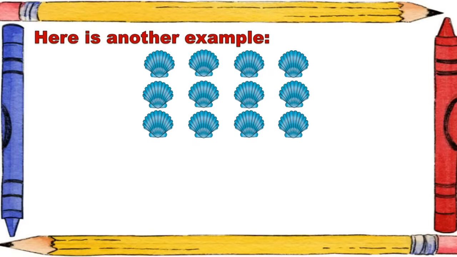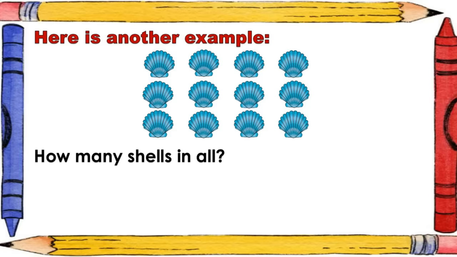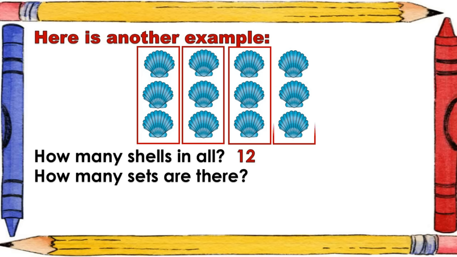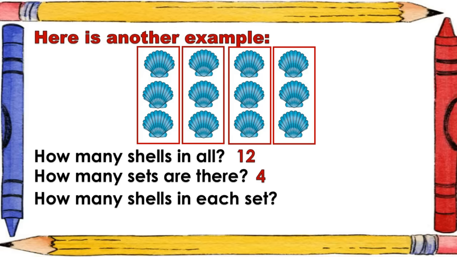Here is another example. How many shells in all? Let's count. 1, 2, 3, 4, 5, 6, 7, 8, 9, 10, 11, 12. Correct, there are 12 shells. How many sets are there? Let's see. 1, 2, 3, 4. Correct, there are 4 sets of shells. How many shells in each set? In each set, there are 3 shells.